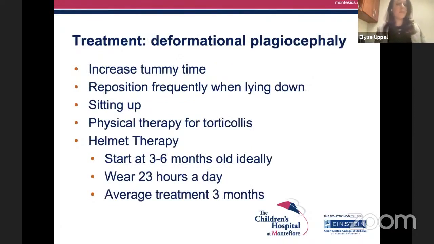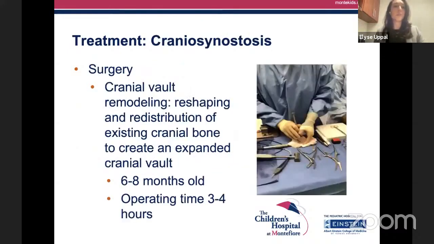So the treatment for deformational plagiocephaly. The first things that we tend to recommend are increasing tummy time, repositioning frequently off the flattened area when lying down. There are pillows that can help with that. Sitting upright, being held, just any position where they're not laying down flat on their back. And then of course, physical therapy if the baby has torticollis. And as a last resort, we recommend a helmet. Ideally, they'll start at around 3 to 6 months old. It can be done when they're older, but it usually takes more time to correct. They have to wear the helmet 23 hours a day, and the average treatment time is 3 months long. So it is definitely a big commitment on the parent's part, and regular visits within there.